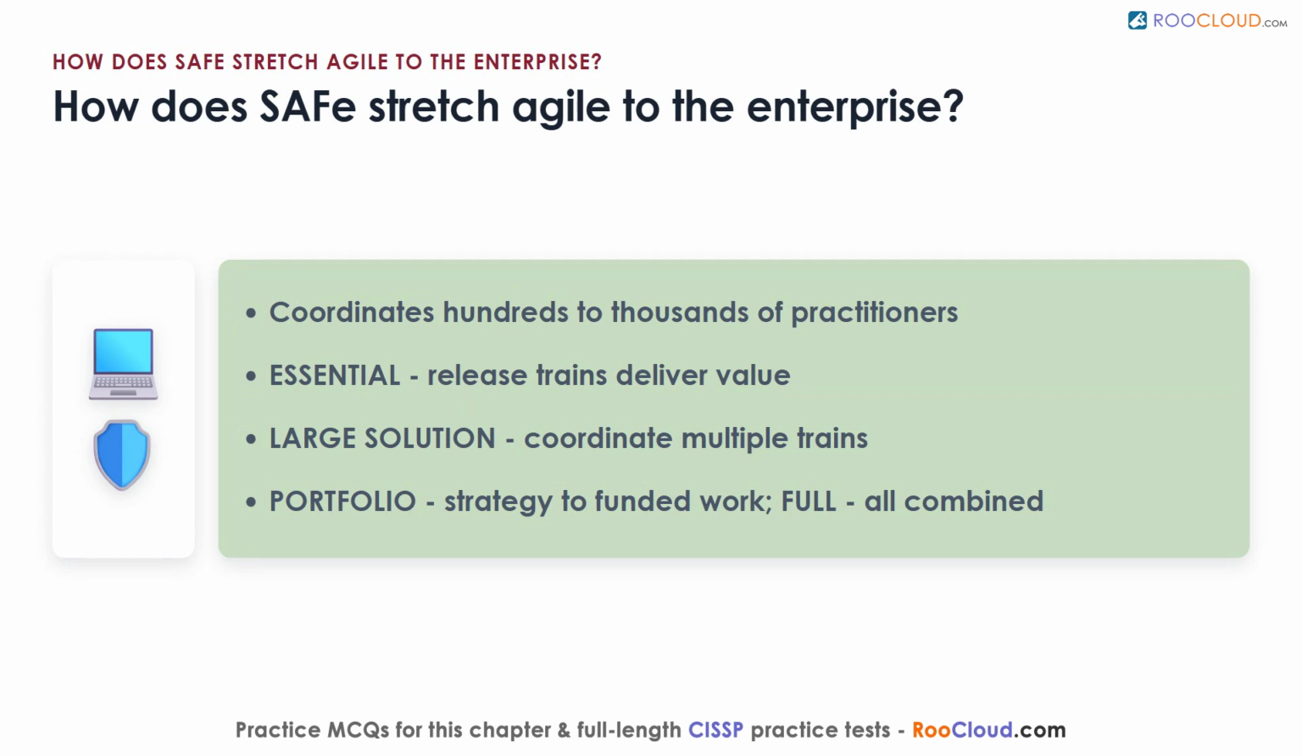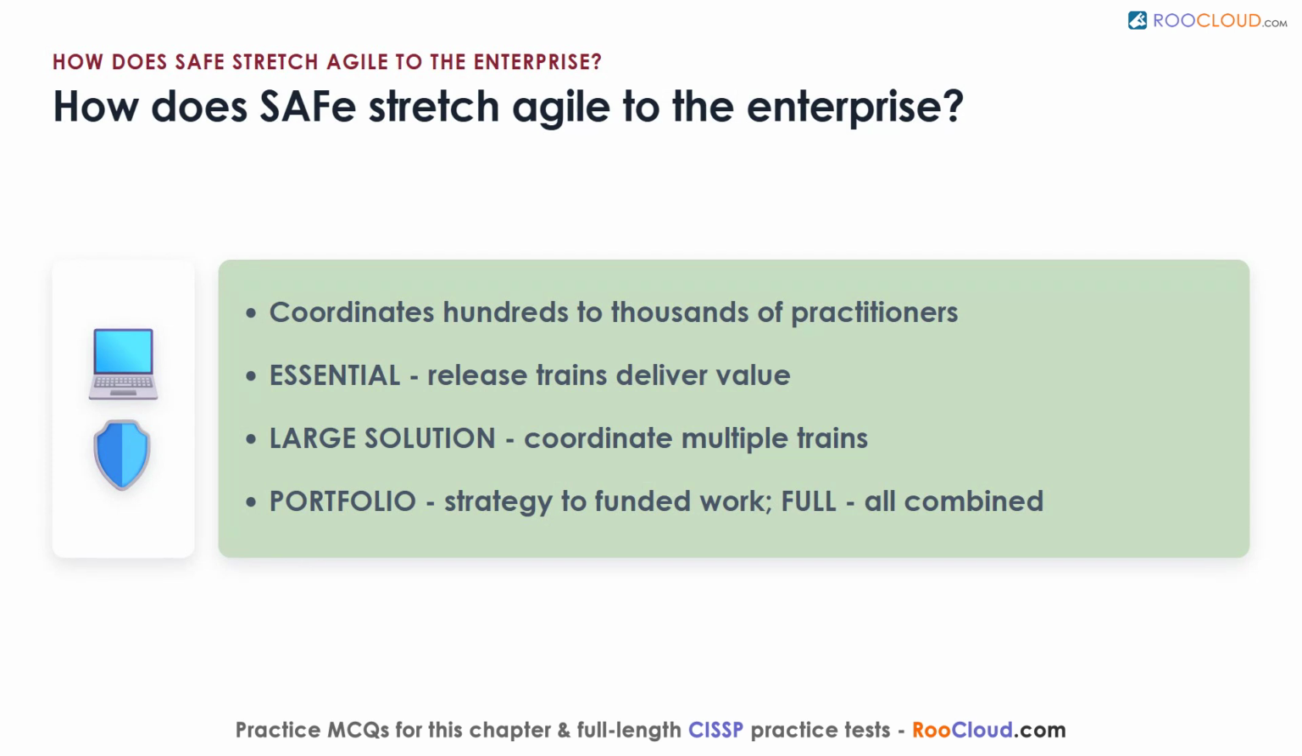At its heart, it gives everyone a shared picture of how work flows from team-level activity up to strategic goals. It is organized into 4 configuration levels. Essential brings in core Agile practices, with teams grouped into release trains that deliver larger increments of value together. Large Solution adds coordination for enormous systems that need multiple trains. Portfolio translates strategy into funded, actionable work under lean management principles.